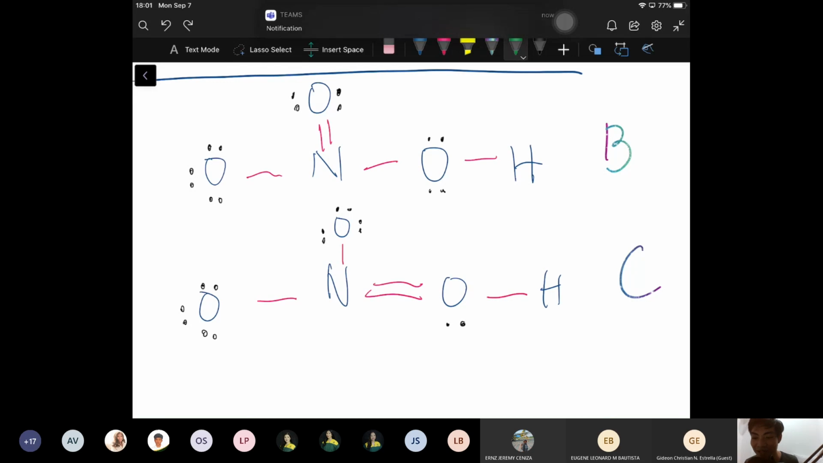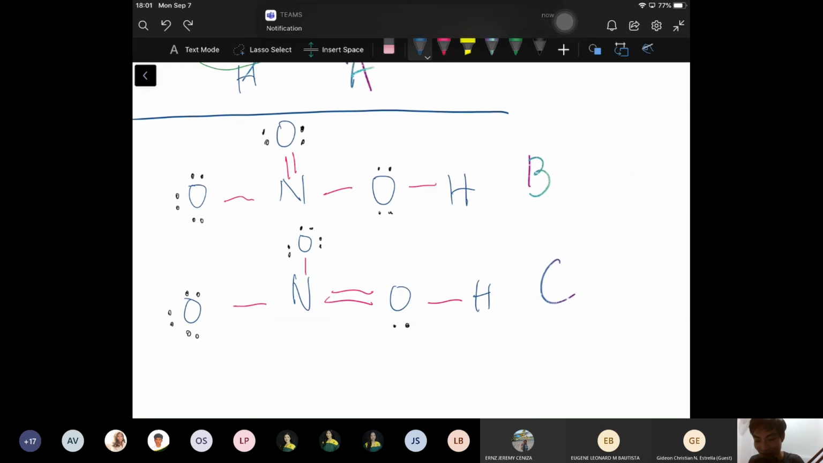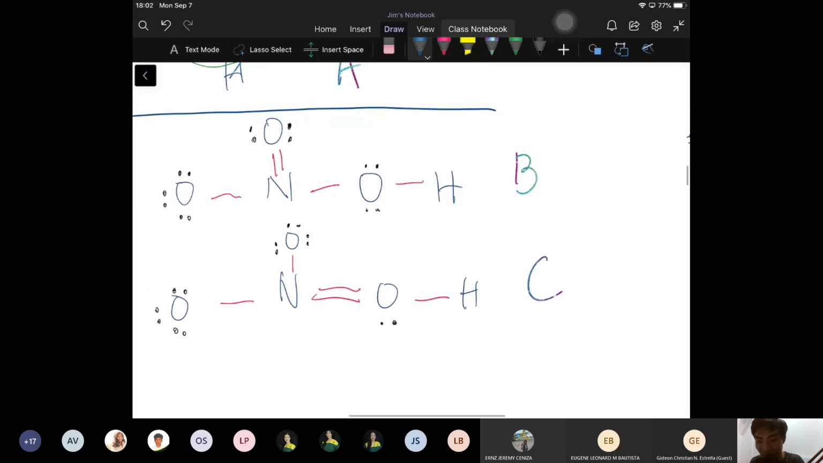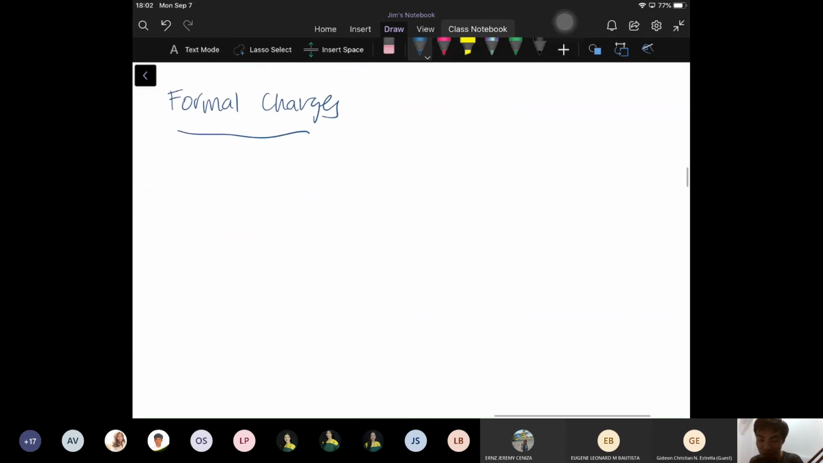Para masagot natin yung kung sino sa dalawang structure yung mas correct, magne-next topic tayo. Stoichiometry. De joke lang. Formal charges. Ito yung sasagot ng question natin kung sino yung sa dalawa yung mas tama. Formal charges. What is a formal charge? The formal charge is the actual charge of your atom in the molecule.